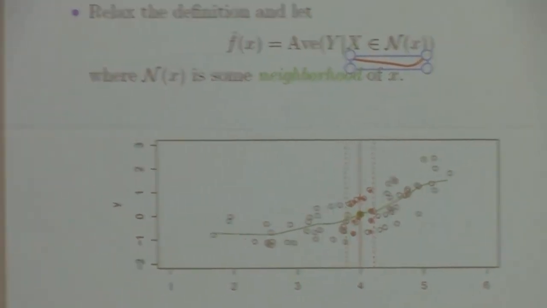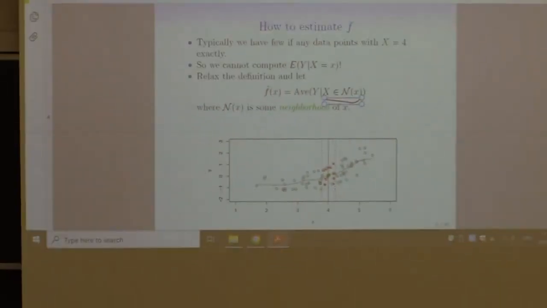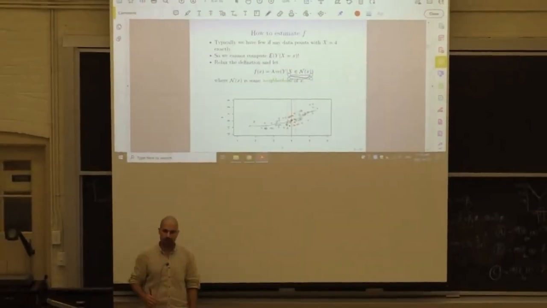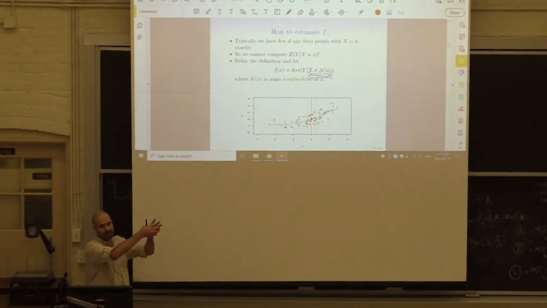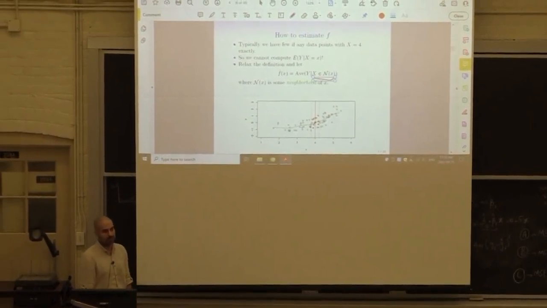So that's the concept of nearest neighbor averaging. Instead of having a fixed value, we look at the neighborhood of that value, and we take the average of the outcome variable in that neighborhood, and that would be our prediction. Any questions?